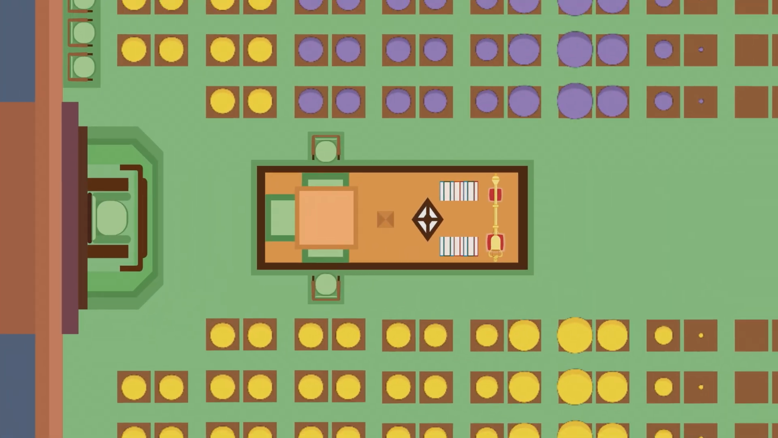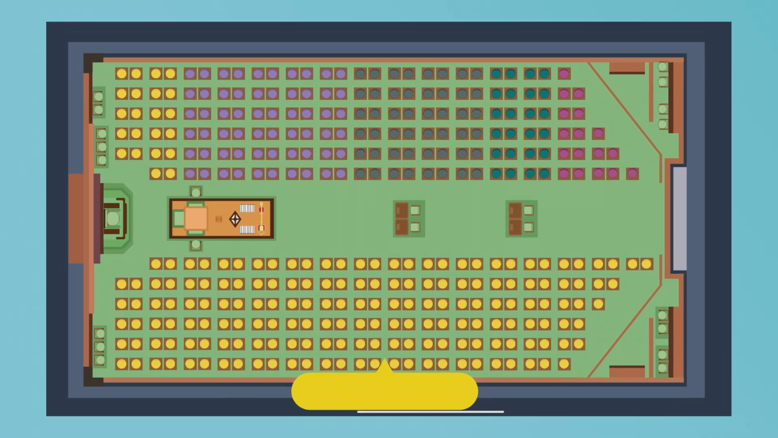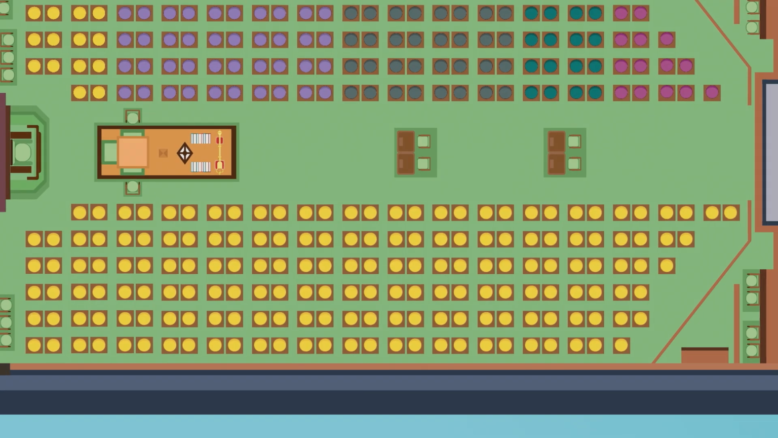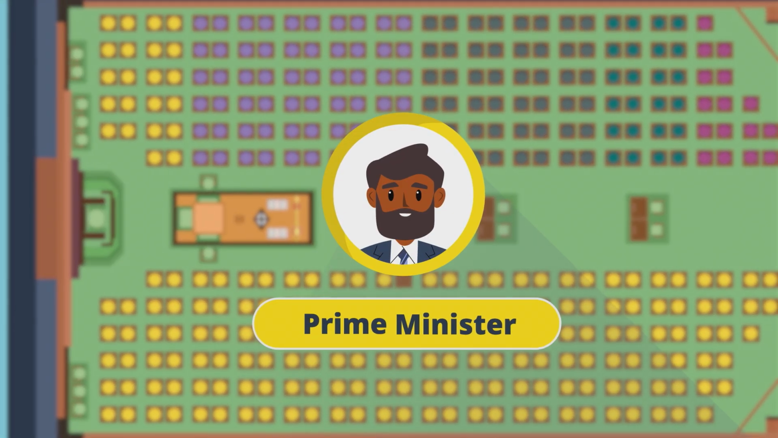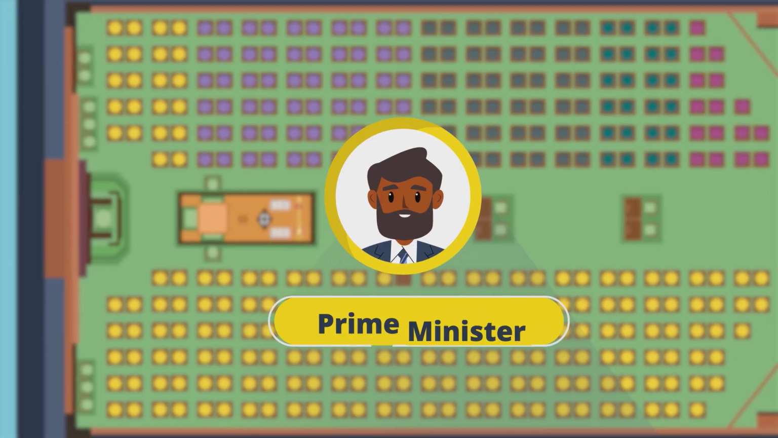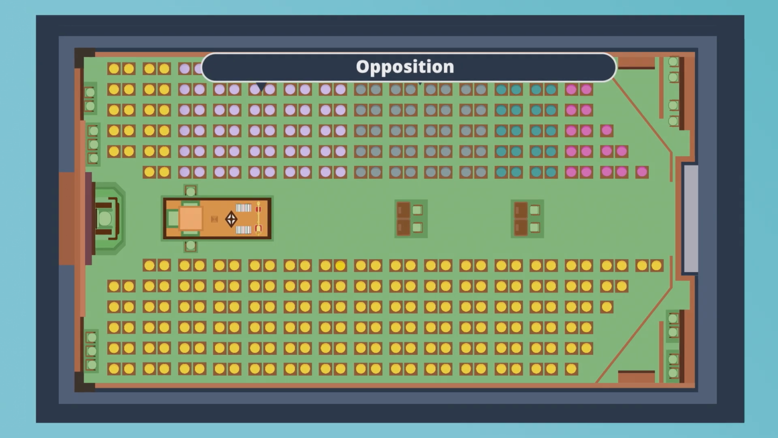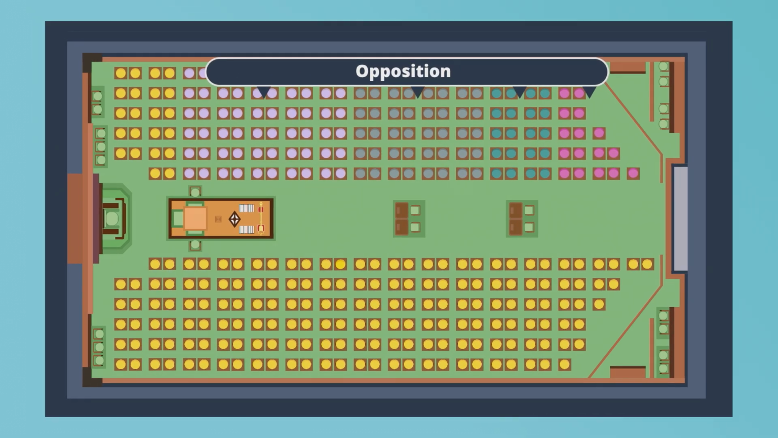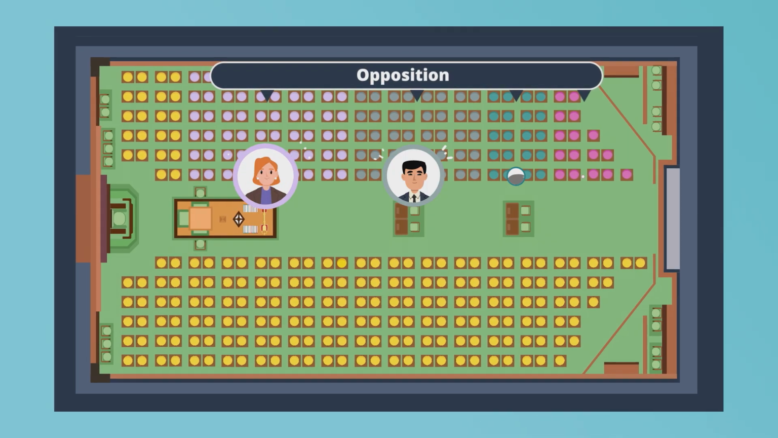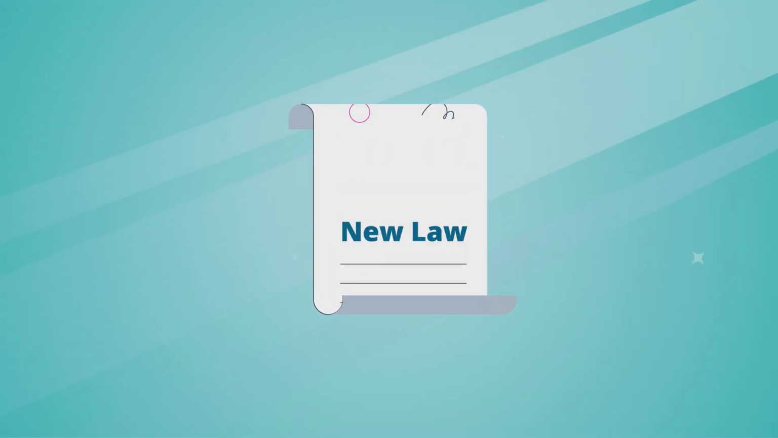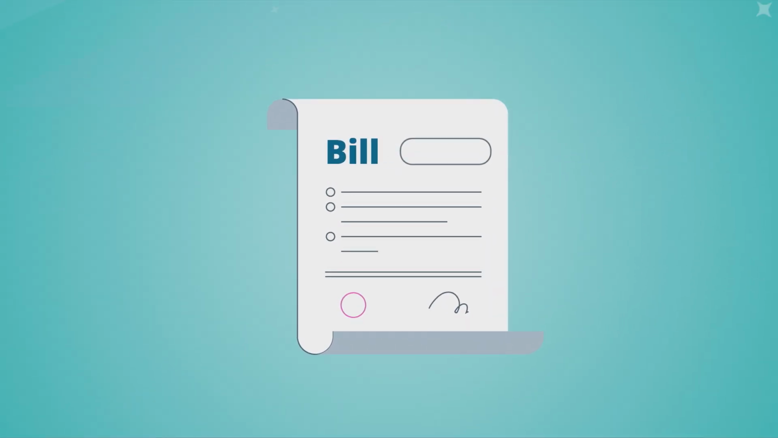The government is the political party in power. Usually, that's the party with the most members of Parliament, or MPs, elected to the House of Commons. Their leader is the Prime Minister. All the other parties, plus any independent members, are called the opposition. There are usually several opposition parties, each with their own leader. All parliamentarians propose and debate potential new laws, which are called bills.